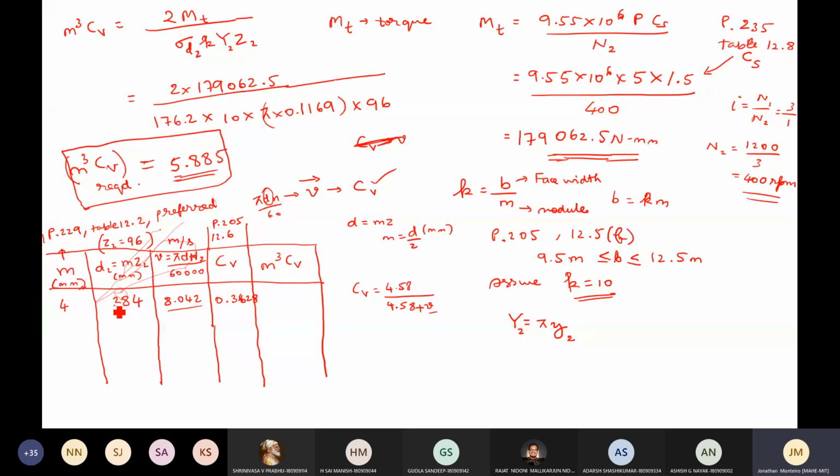Once you have got CV, then you do m cube CV, that is 4 cube into 0.3628. So that will come out to be 23.21. Now, does this satisfy our need? Obviously, 23.21 will satisfy our need because the required minimum amount is 5.885. So comparing this with this, it is satisfying.